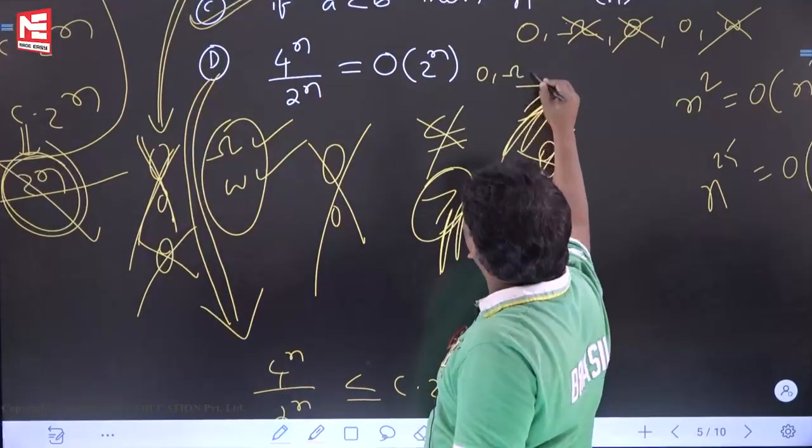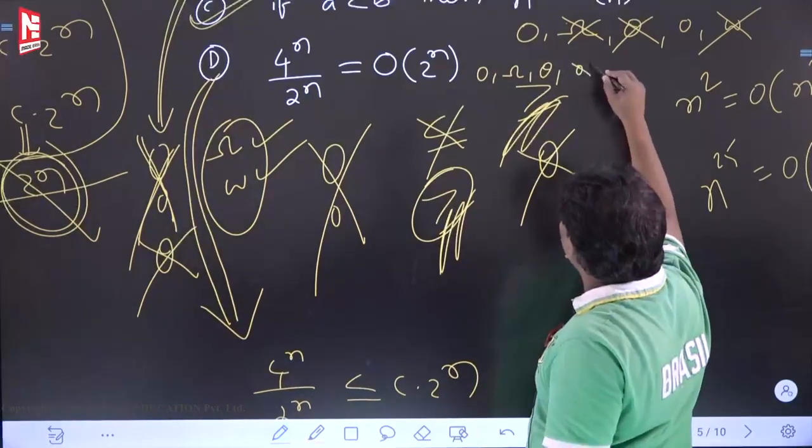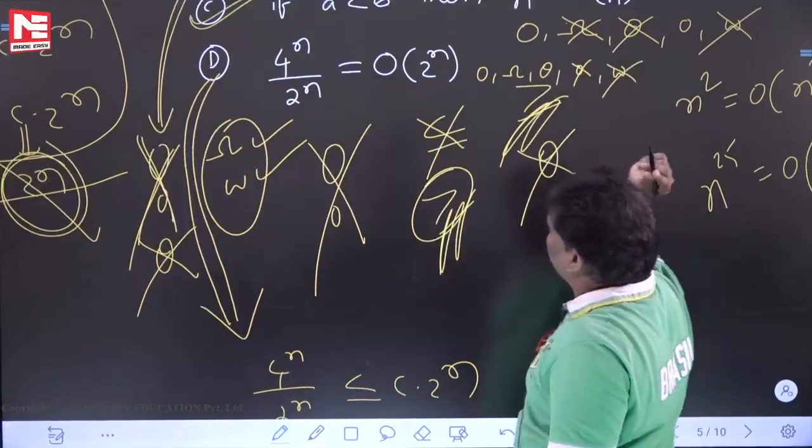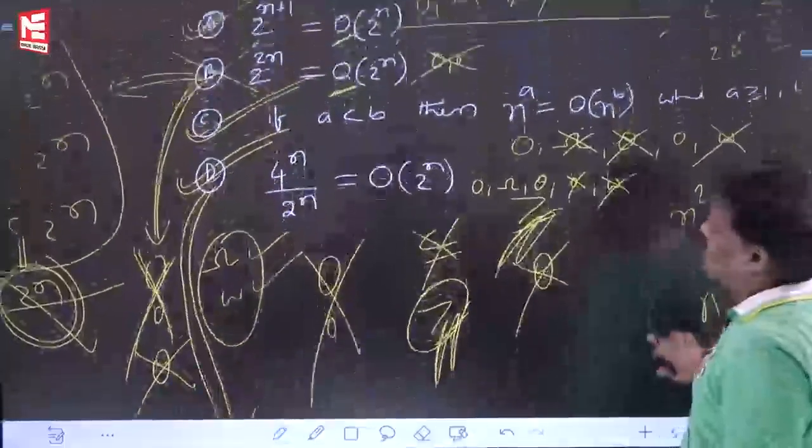Omega possible, theta possible, right? Because of theta equal, small o no chance, small omega no chance, right? So D is right.